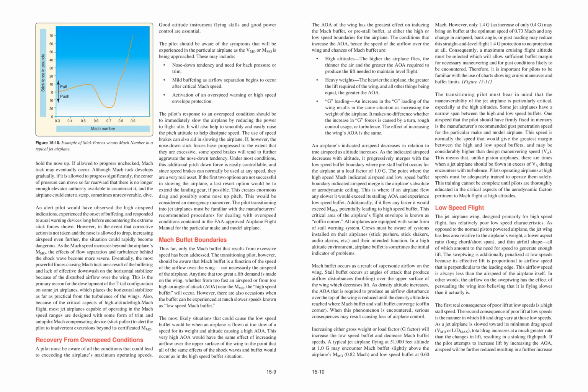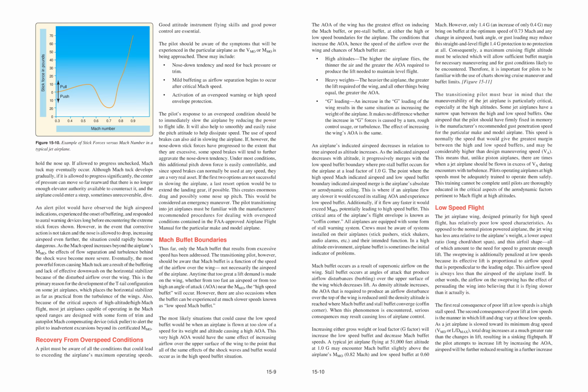However, only 1.4 g, an increase of only 0.4 g, may bring on buffet at the optimum speed of 0.73 Mach, and any change in airspeed, bank angle, or gust loading may reduce this straight and level flight 1.4 g protection to no protection at all. Consequently, a maximum cruising flight altitude must be selected which will allow sufficient buffet margin for necessary maneuvering and for gust conditions likely to be encountered.